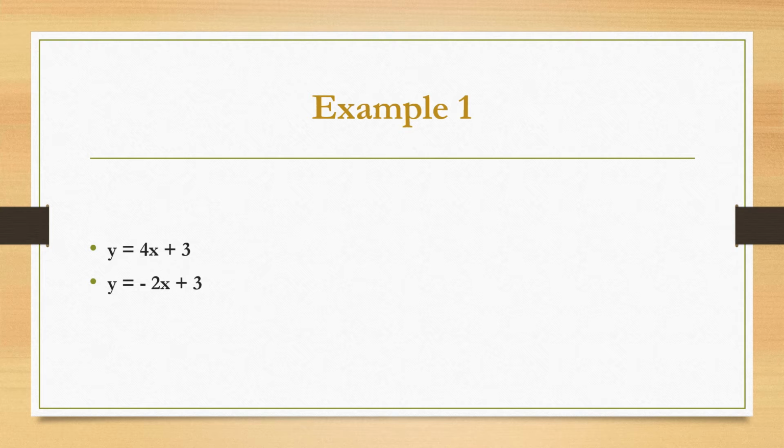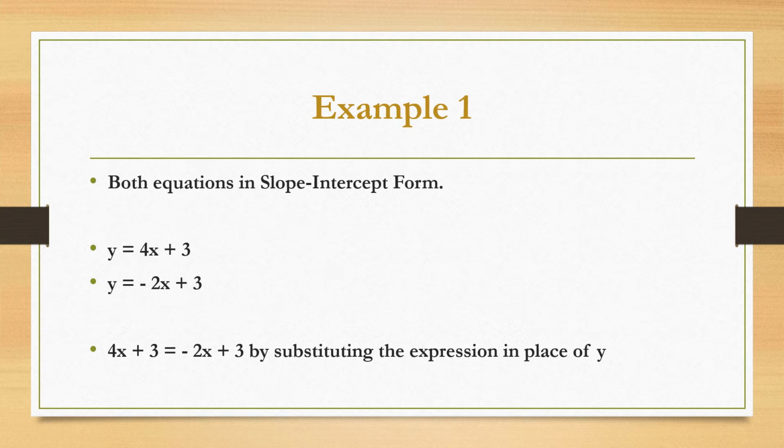Okay, example 1, y equals 4x plus 3. And the other equation is y equals negative 2x plus 3. You see both equations are in slope-intercept form. Equations may be in the same form, they may be in different forms.